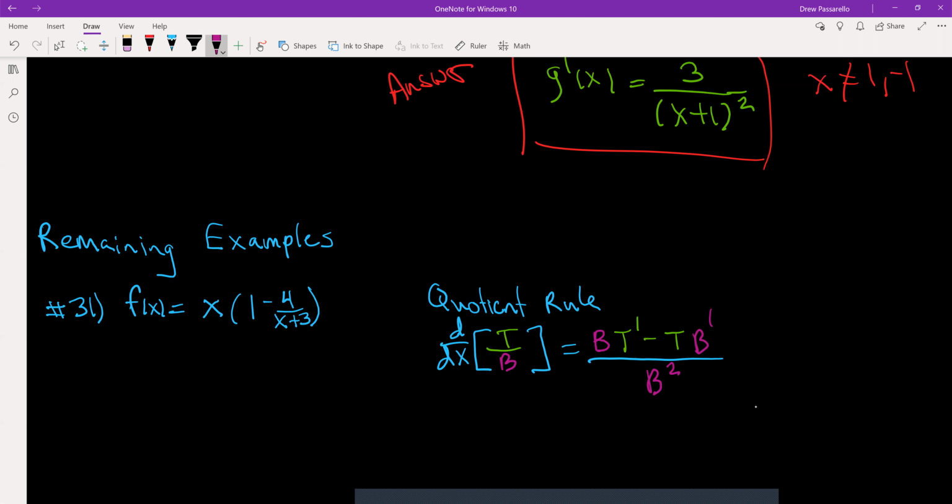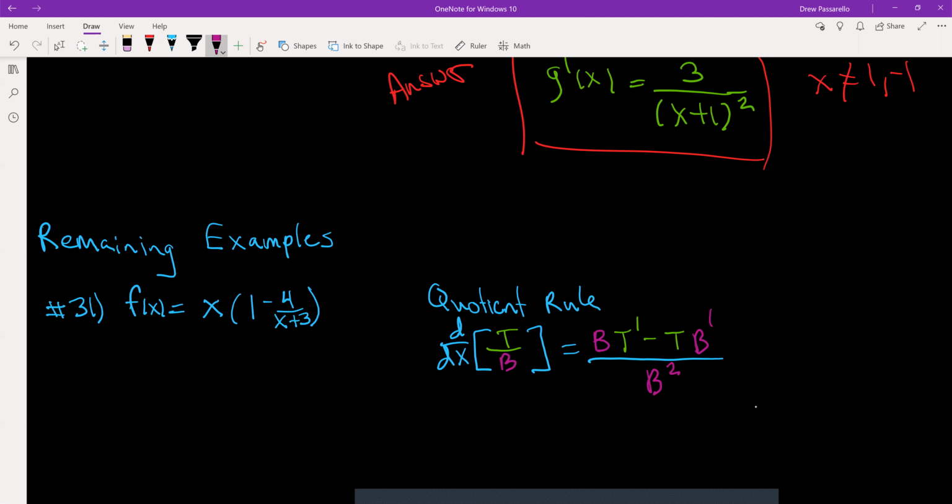Now, the way I work this out might be a little bit different than how you might work it out. There's multiple ways to approach the problem. For one thing, you could use the product rule because you have x times another factor that you're multiplying it to. But then you'd have to use the quotient rule on the term inside the parentheses where it's 4 over x plus 3.